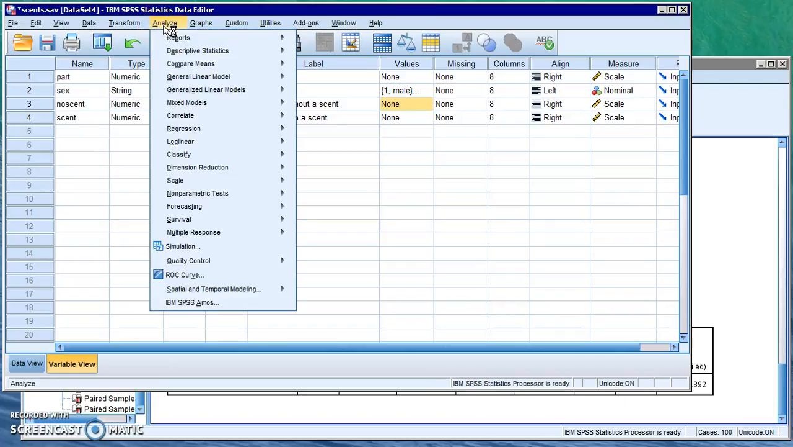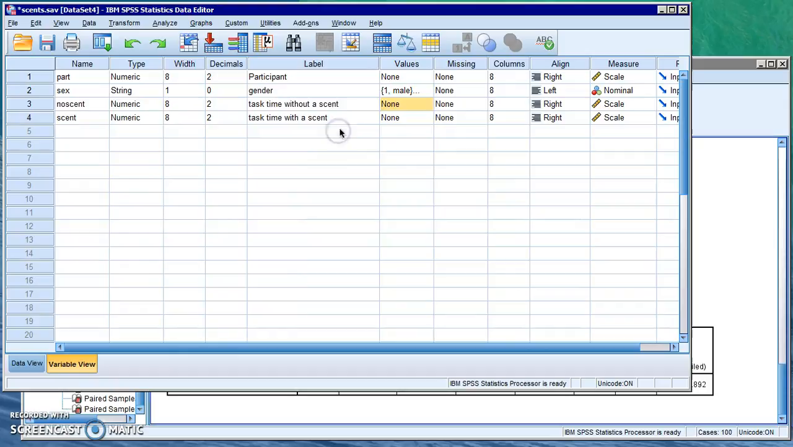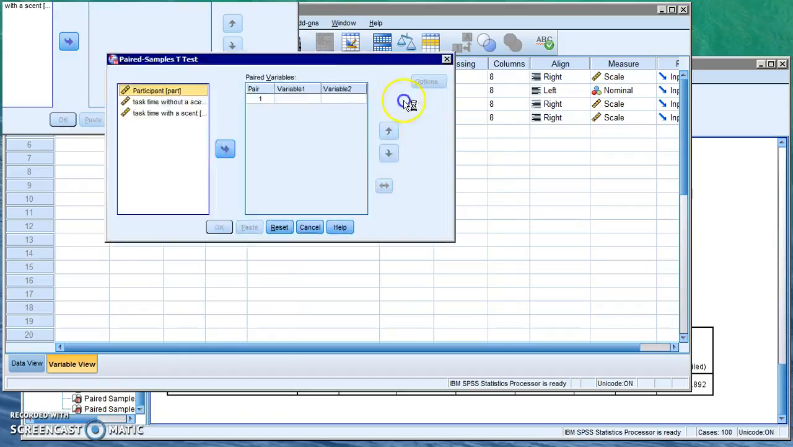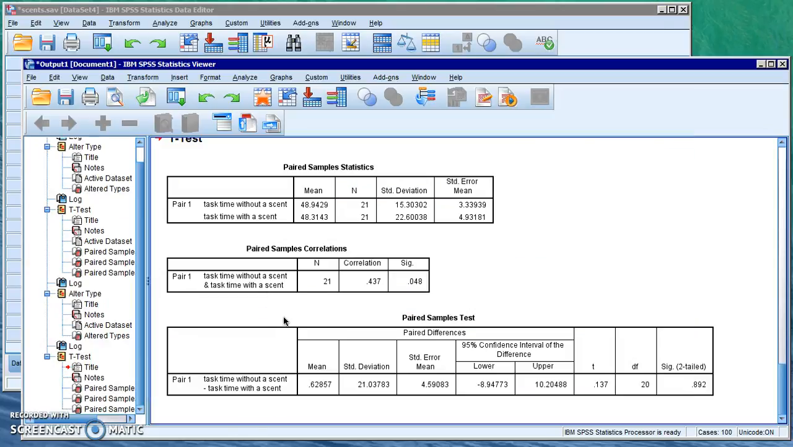To conduct this test, you go to Analyze, Compare Means, Paired Sample t-test, and what you simply do is select one of your measures and then select the other, and it will line up. First one is without the scent and the second one is with the scent. You simply press OK and your data shows up.